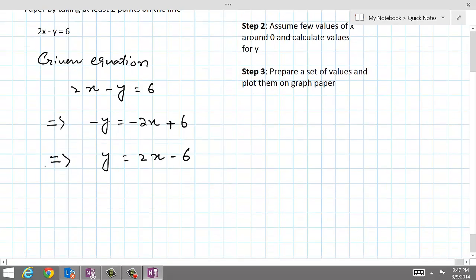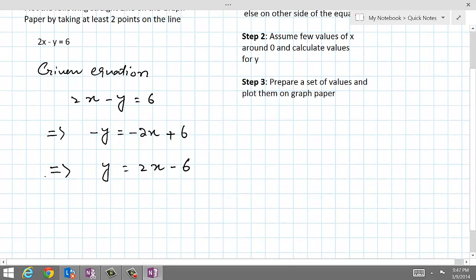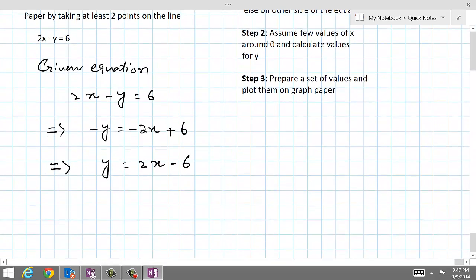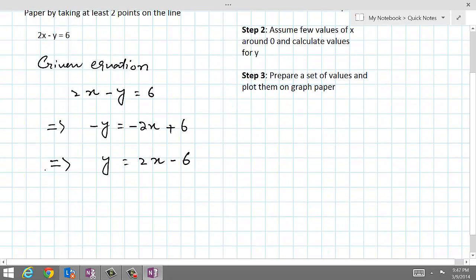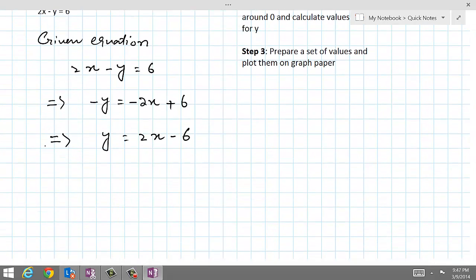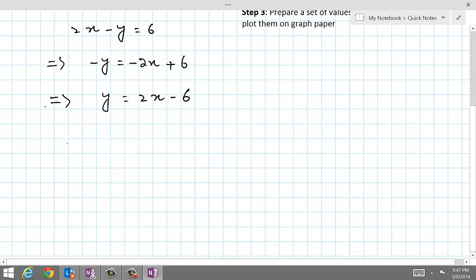And for step 2, we will be assuming a few values of x around the origin while calculating values for y. So for this equation, let's assume the values of x are 0, 1, 2, and you can choose a few values such as 3 and 4. We can choose negative values as well. There is no problem.